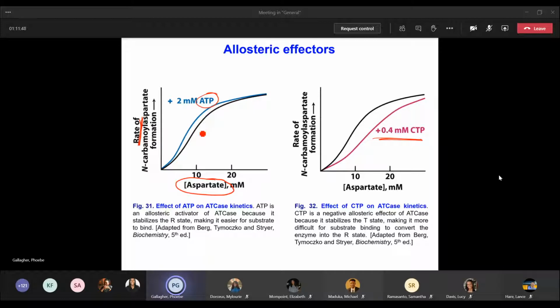So you'll see that the line would move to the left. If it moves to the right, you'll see that with an inhibitor. CTP in this case is an inhibitor of this particular enzyme. And you'll see that even with an increase in aspartate concentration, the rate is not going to increase as well as it would without the inhibitor. So you'll see the curve moving to the right. Be able to understand the change in the curves with the addition of either an inhibitor or an activator.